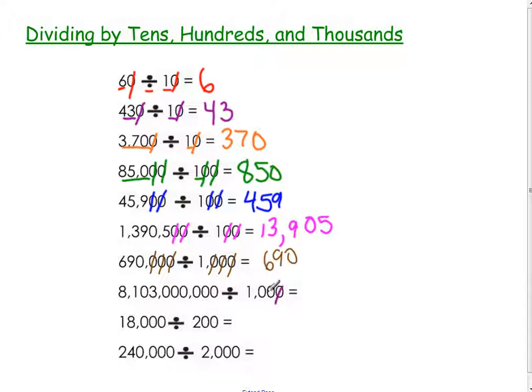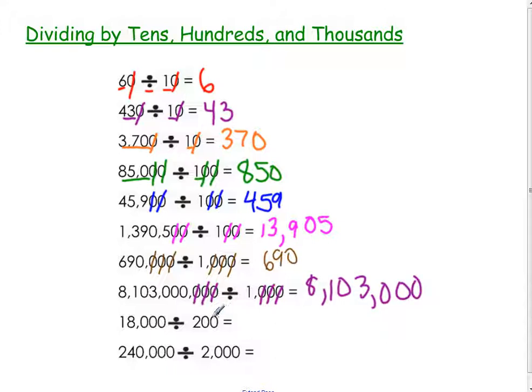Crossing off 3 zeros in the divisor, we'll cross off 3 zeros in the dividend. And what is left over is 8,103,000.